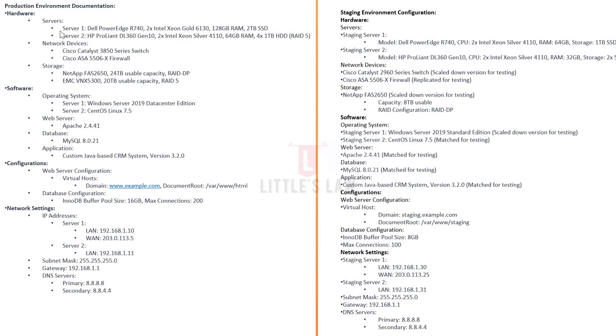I'm using the same level of configurations in the staging for staging server 1: the IP addresses, the subnet mask is going to be the same, the gateway is going to be the same, and then finally the DNS server. So every setting in the production for the network settings has to be replicated, or matched, for testing. So far we saw which configurations we can scale down and which configurations we are going to match.